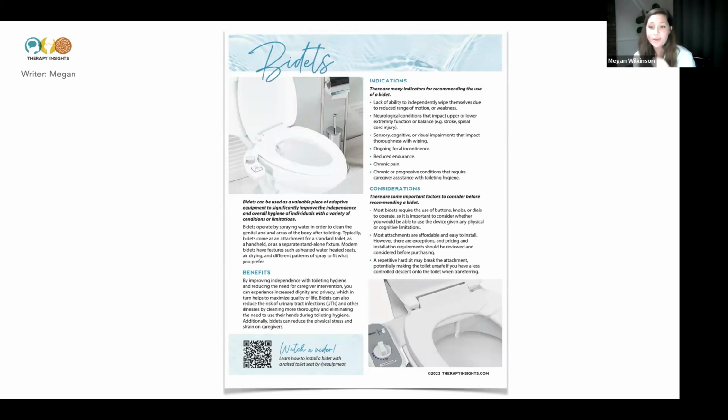And then that QR code that Carissa mentioned is a link to Equip Me OT. If you don't follow her, she's awesome. She's always talking about new equipment that's helping patients on her Instagram. And the QR code will take you to watch her install a bidet on a raised toilet seat. So if you're helping out a client with purchasing it, bringing it and getting it installed in their home, that video is very helpful.